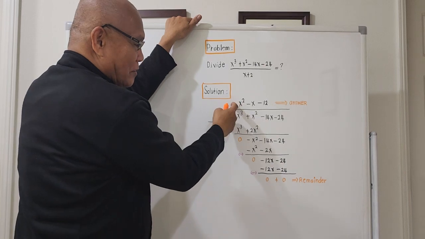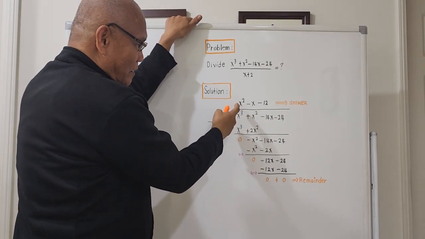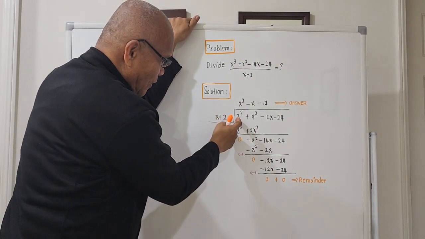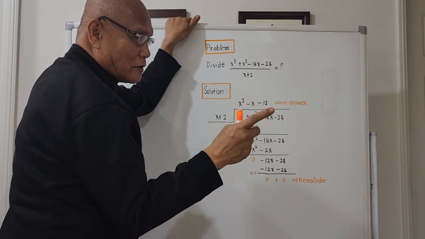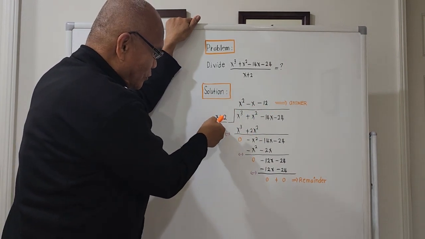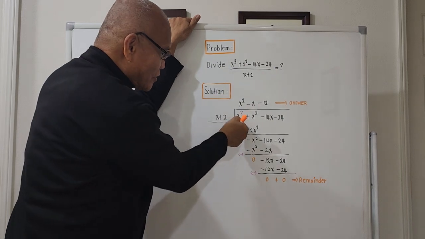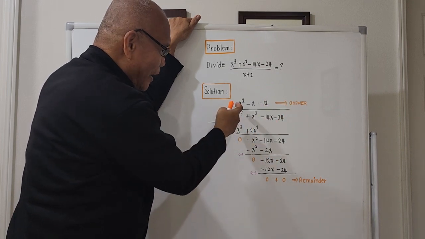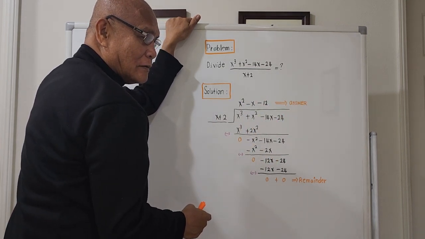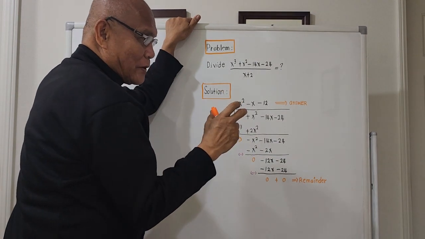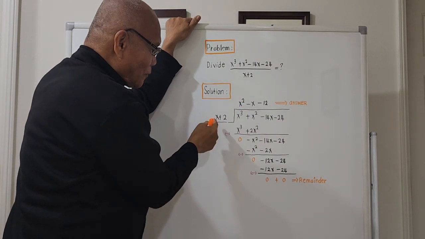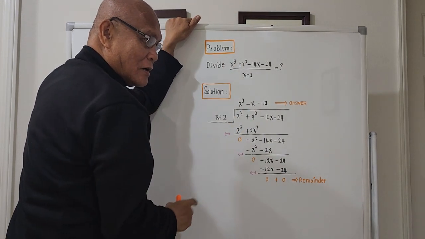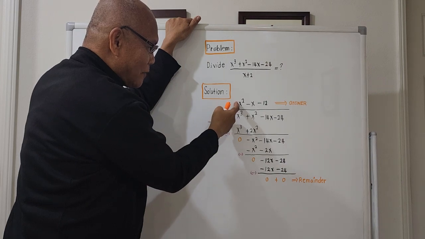The first answer here will be, this is a hint: if this is plus x cubed, think of a term that, when multiplied by x, will become the same as the sign of this one. The proper term for that will be x squared. Just think of a term that when multiplied by x will become x cubed, so that when you subtract it, it will become zero. So the first answer is actually x squared.